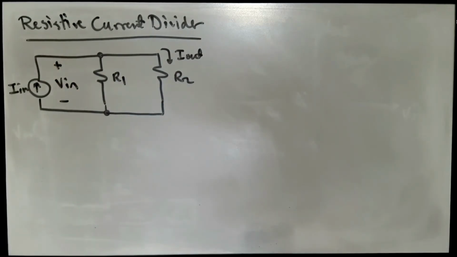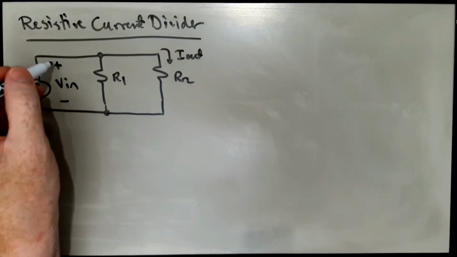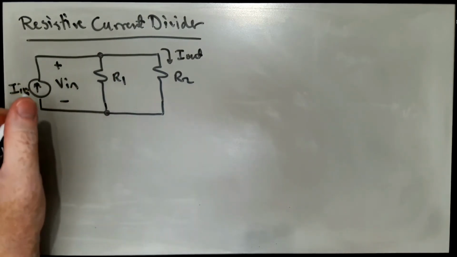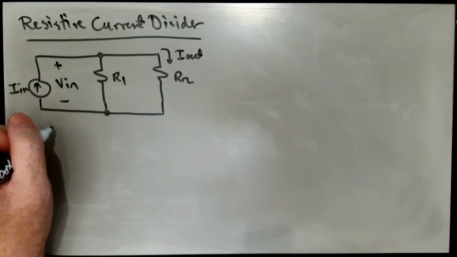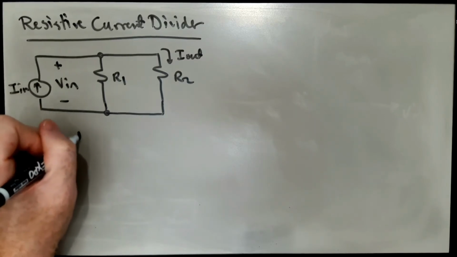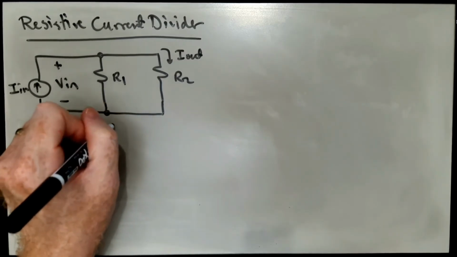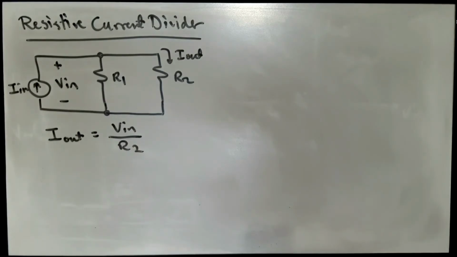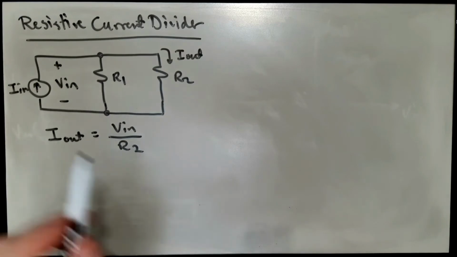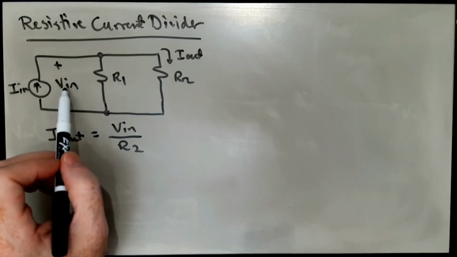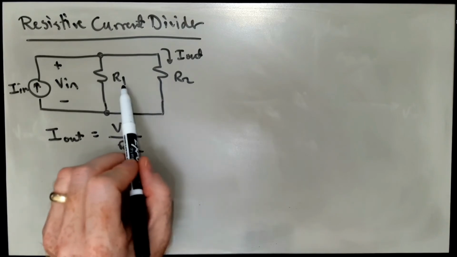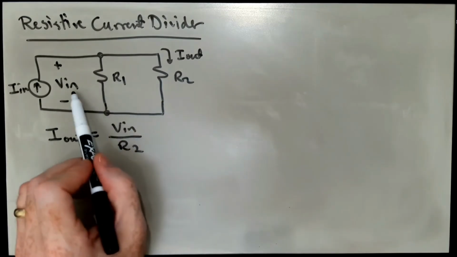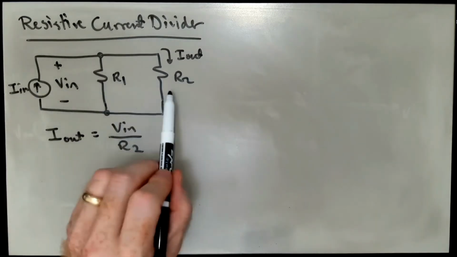And if we knew what V in was, so V in is the voltage across both R1 and R2 because they're connected in parallel, we could write I out as V in over R2. But we can easily find V in by recognizing that we can collapse R1 and R2 into a parallel equivalent of R1 parallel R2, and by Ohm's law, V in is going to be I in times R1 parallel R2.